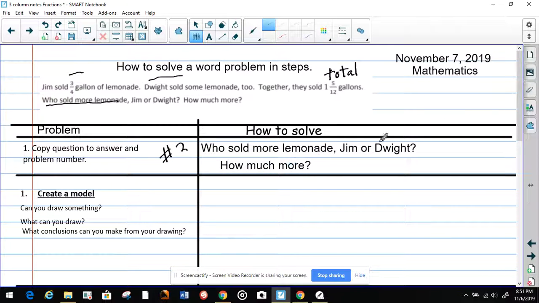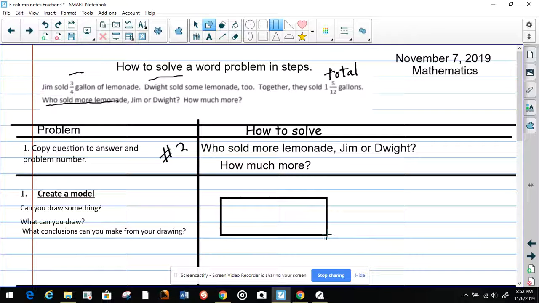How much more? Okay, so the first thing we do is, if we can see that we have 3 parts, 1, 2, actually 2 parts, and the total is this. Now, one thing I want you to notice is the total is definitely a 2-part thing because it has a 1 whole and 5 twelfths. Okay, so I'm going to first show the 1 whole, and the 1 whole is probably going to be 12 twelfths because it says right here 12 parts.